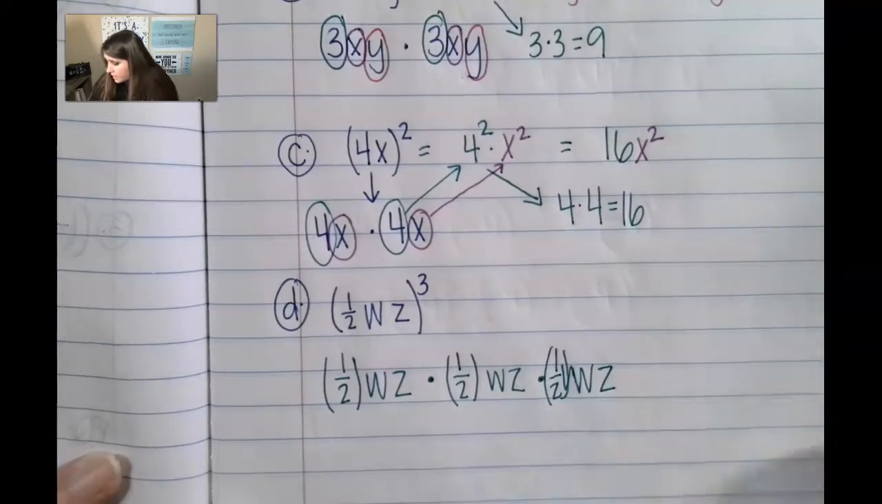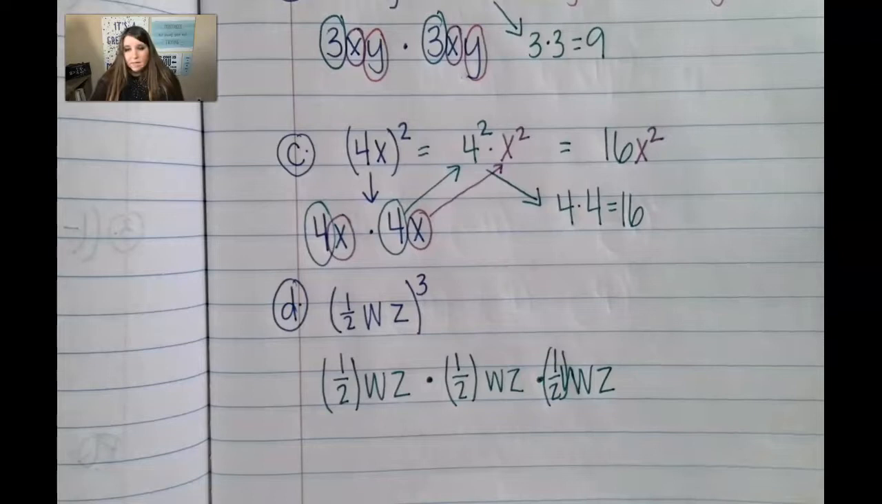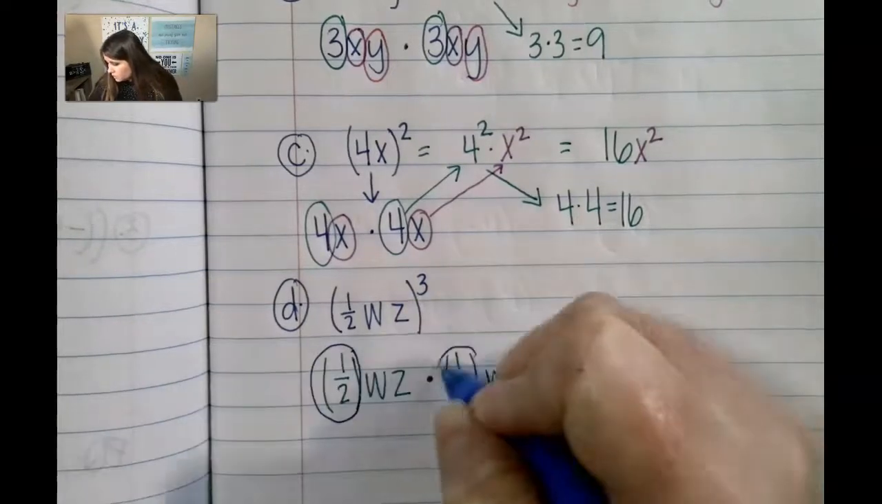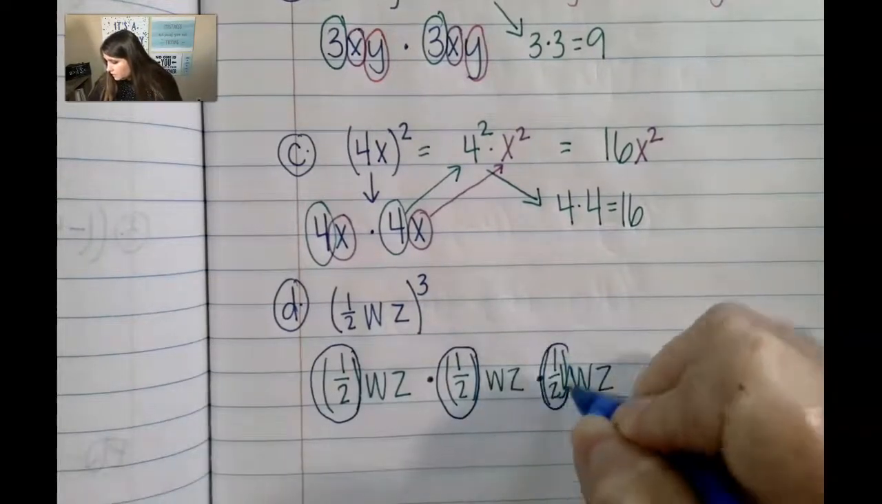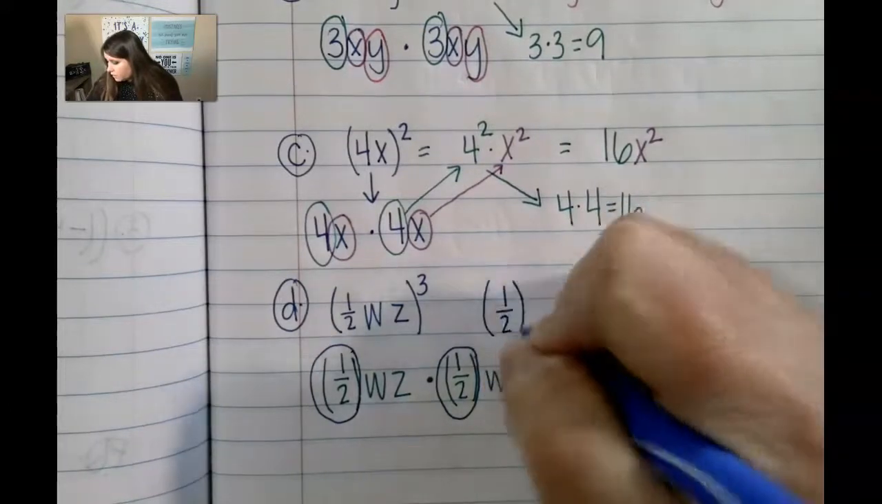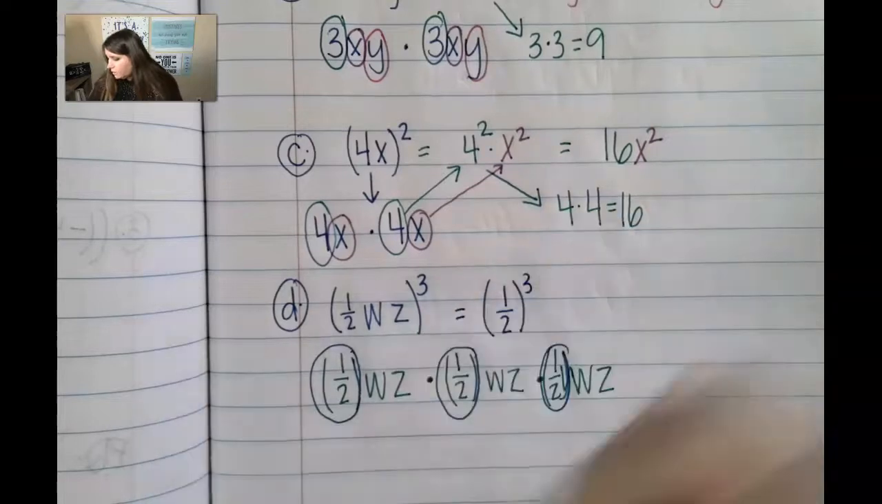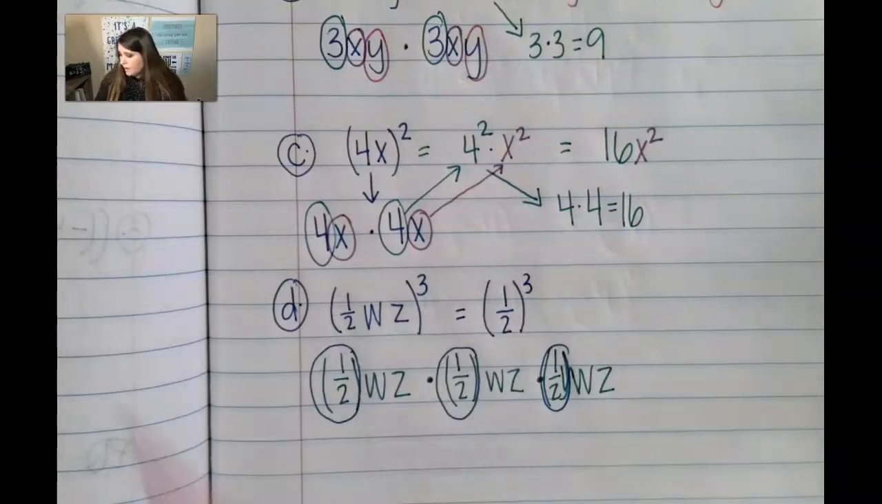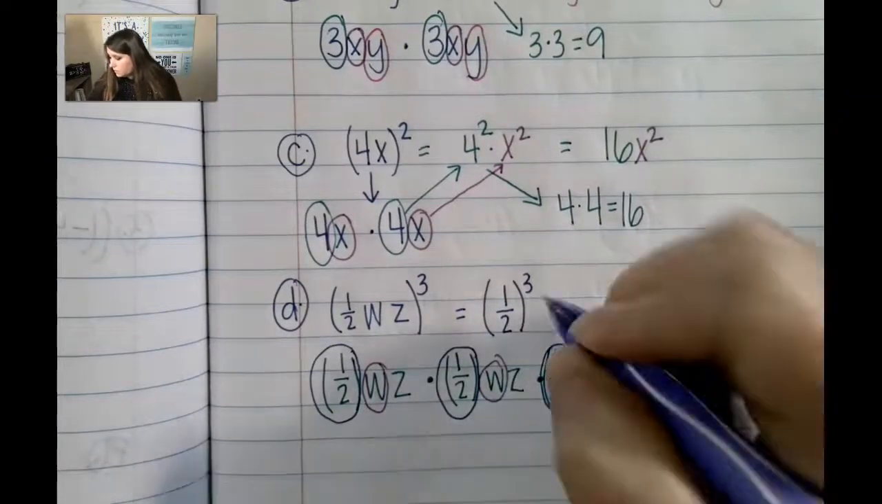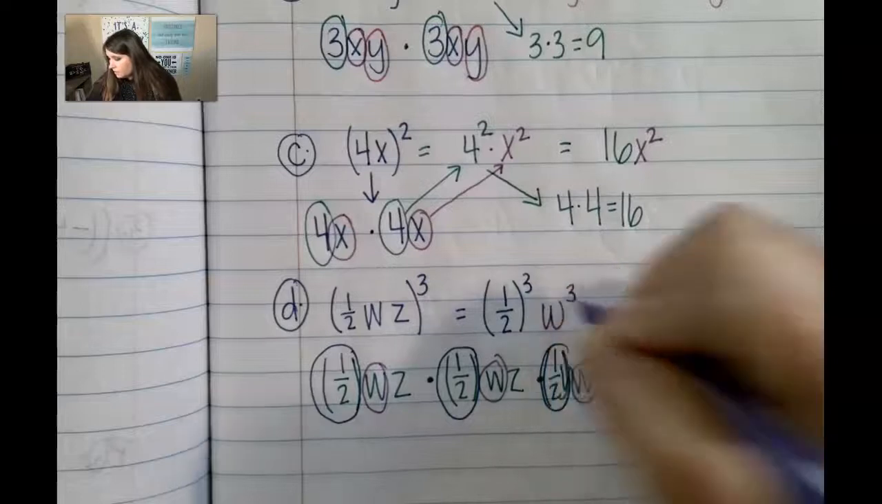W and a Z. So now we're going to combine the things that we are able to combine. So we're going to combine our 1/2. So here's 1, 2, and 3. So this is like saying 1/2 to the 3rd power. And then we have a W, W, W, and W. So this is like W to the 3rd.